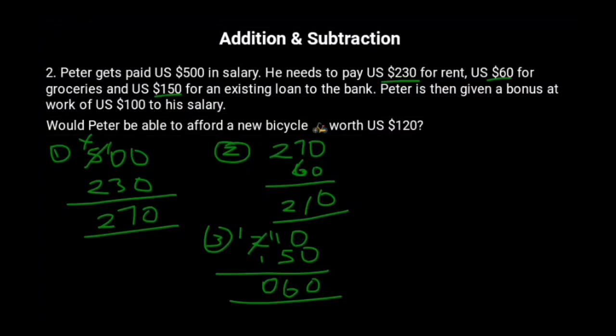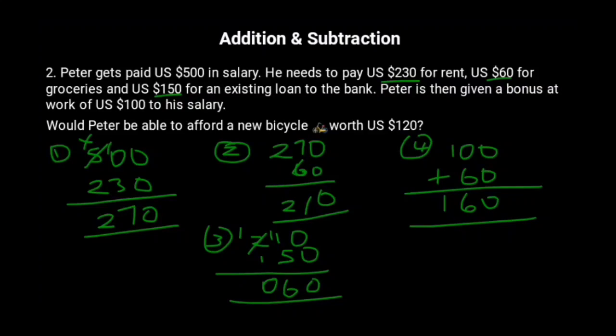Yes, let's do that once again. So we have 100, the bonus, plus 60. So we have 0 plus 0 is 0, 6 plus 0 is 6, and 1 plus nothing is 1. So that's 160 remaining. The cost of the bicycle is $120. So therefore, yes, Peter would be able to afford the bicycle.